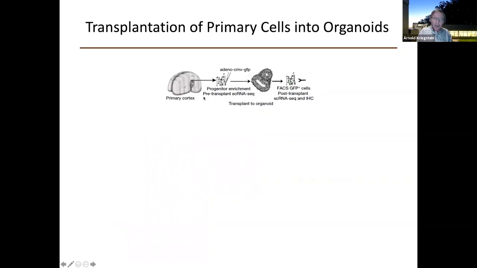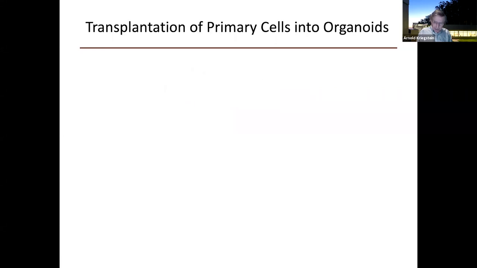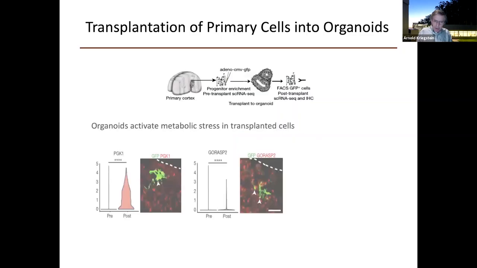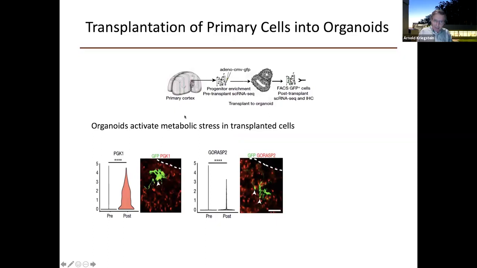We took normal fetal cells that had no stress, labeled them, and then grafted them into organoids, and removed them a month later to look at their single cell gene expression. We found that the organoids were able to activate metabolic stress in these transplanted cells. So the fetal cells began as normal cells, but after sitting for a month in this organoid environment, they upregulated the same metabolic stress genes that the organoids expressed before.